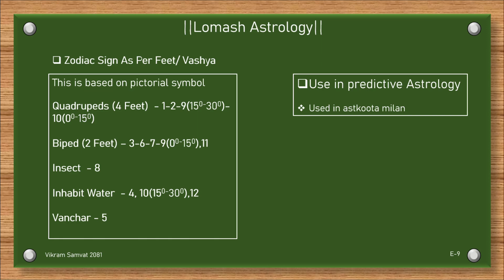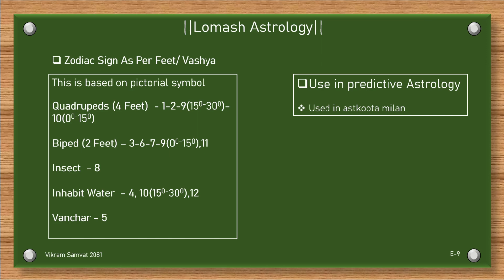Number 7 is a person holding a weighing scale. That is Libra. So again, human, two feet. Number 9 is Sagittarius, as I mentioned earlier: the first half is a man holding a bow and arrow, the second half is a horse. So the first half, 0 to 15 degrees, is a man, meaning two feet. Then number 11, Aquarius, a person holding an empty water pot. So again, it is human, two feet.